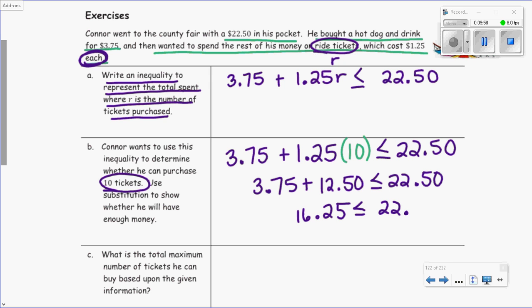If that's a true statement, oops, it would help if I spelled true correctly. Sorry about that. Okay, so this is a true statement. So the answer is yes, he will have enough. He will have enough money.